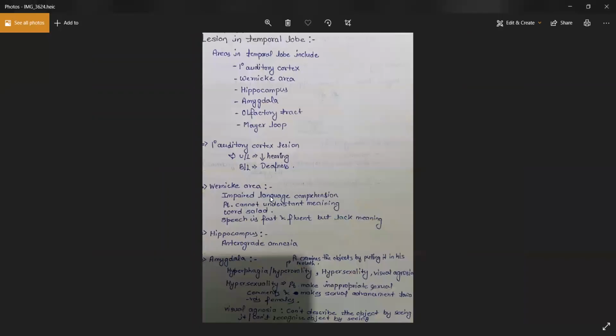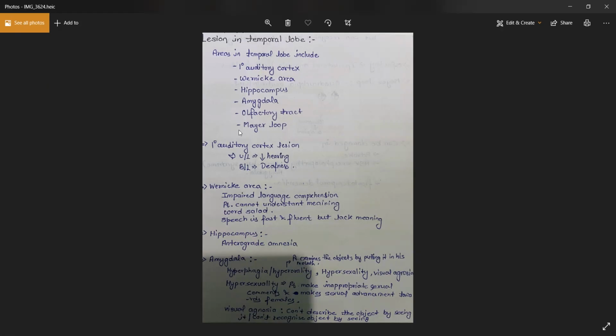Okay, then you have the lesion of the temporal lobe. First you need to know what areas are present in the temporal lobe. You have the primary auditory cortex there. You have Wernicke's area. Hippocampus is there. Amygdala is there. Olfactory tract is there. Meyer's loop is there. Does anyone remember the Meyer's loop? What does it do? Connects Broca's to Wernicke's.